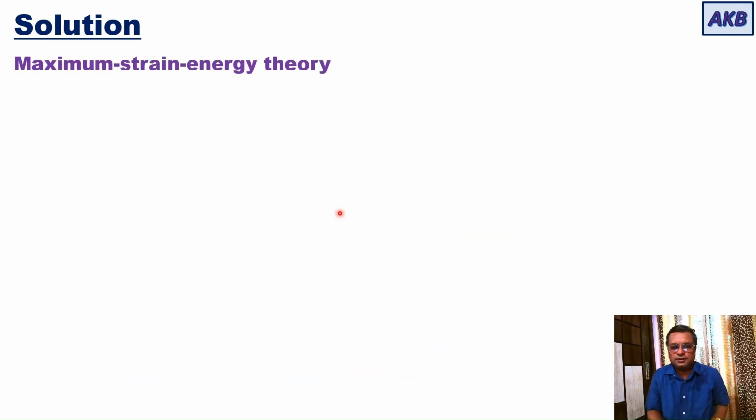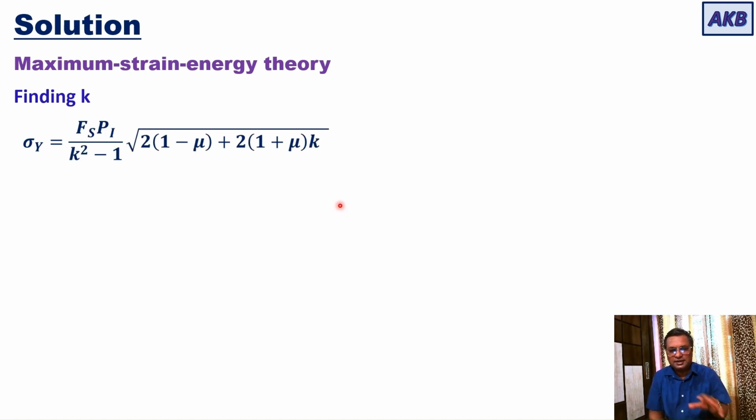Now, the fourth theory, which is maximum strain energy theory. Again, the first step is finding K. In the case of this theory, the final equation for K was not obtained. I'm not going to use the final equation. Instead of that, I'll be using the equation for sigma y that was obtained according to this theory, maximum strain energy theory. Again, I have discussed it in my discussion on this particular theory. Link is available, you can check.